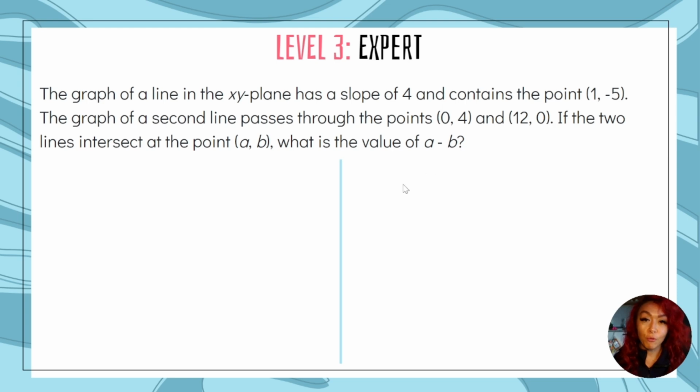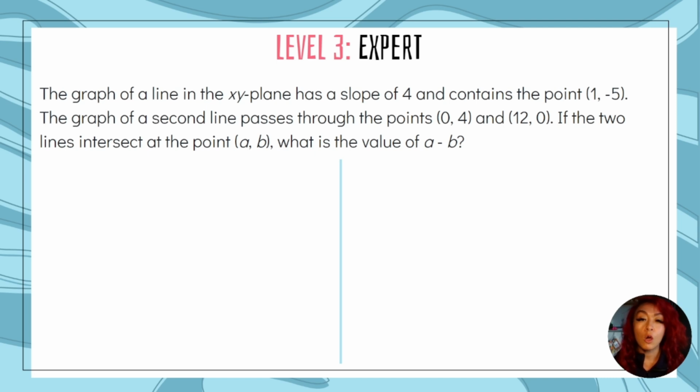Moving on to level 3, our expert level. The graph of a line in the xy plane has a slope of 4 and contains the point (1, -5). The graph of a second line passes through the points (0, 4) and (12, 0). If the 2 lines intersect at the point (a, b), what is the value of a minus b?